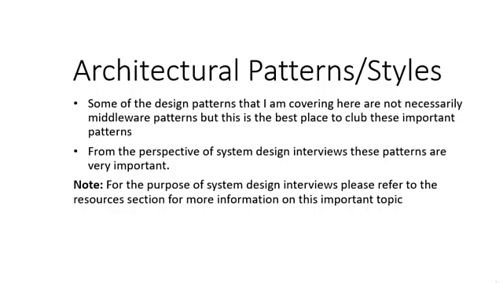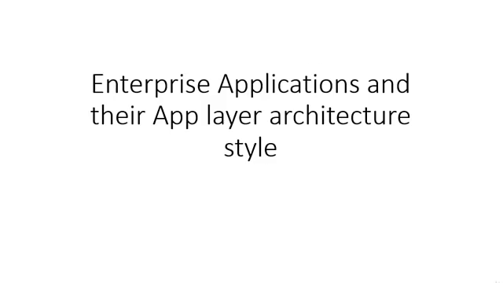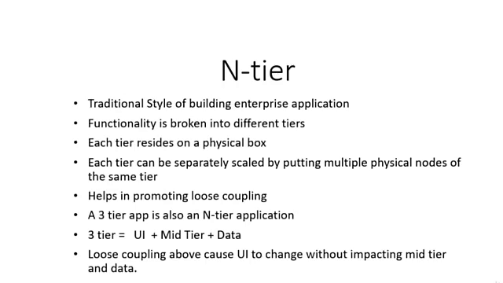From the perspective of system design interviews, these patterns are very important. So enterprise applications and their app layer architecture styles. The n-tier architecture: what essentially is it? It's a traditional style of building an enterprise application where each tier is hosted on a physical box, and it's essentially one particular layer of the application. So functionality is broken into different tiers. Each tier resides on a physical box. Each tier can be separately scaled by putting multiple physical nodes of the same tier.